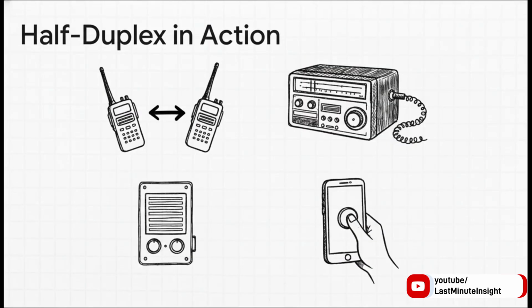And yeah, you see this in all those push-to-talk systems, old school CB radios, and a lot of intercoms. The data can go both ways, sure, but because it's sharing a single lane, it has to be one at a time. It works, but it's not exactly a natural flowing conversation, is it?